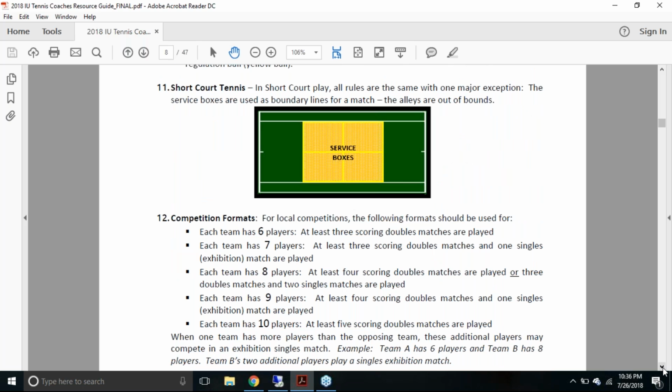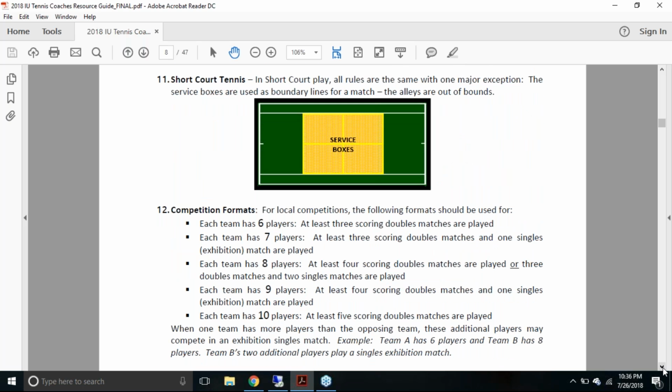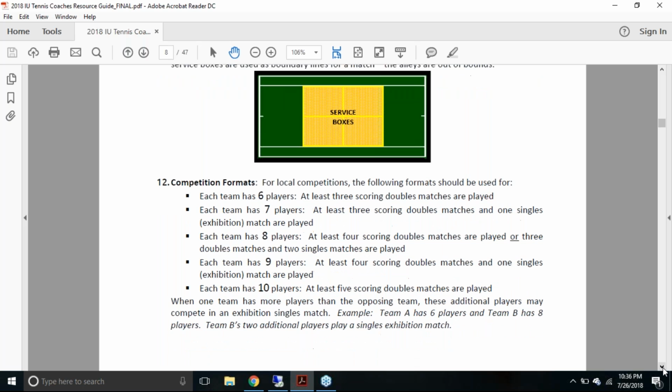Short court tennis, so in short court play, which is also using the red ball or the red striped ball, all rules are the same with one major exception. The service boxes are used as the boundary lines for the match. So the alleys are actually out of bounds.